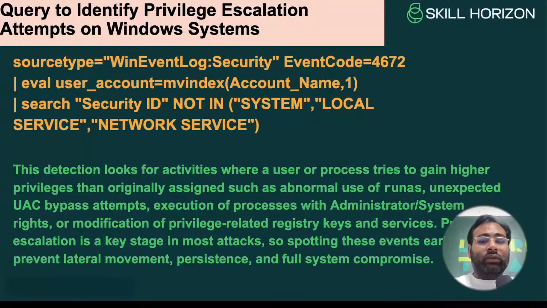Okay, so the use of runas, unexpected UAC bypass attempts, the execution of processes with administrator or SYSTEM rights, or modification of privilege-related registry keys or services. So you can easily identify some of the common attacks with the help of this, which are lateral movement, persistence, or full system compromise. So hopefully you are understanding those queries, and why we are using those queries to detect some of the attacks.